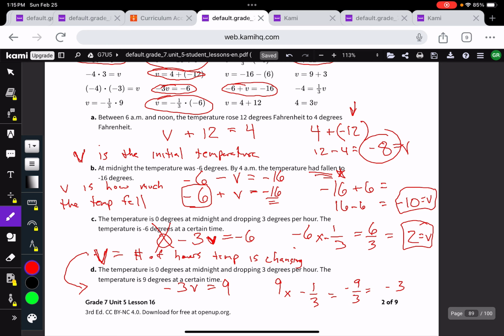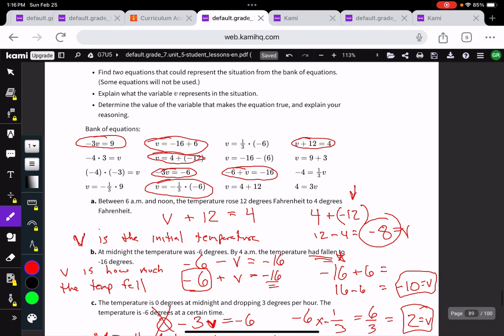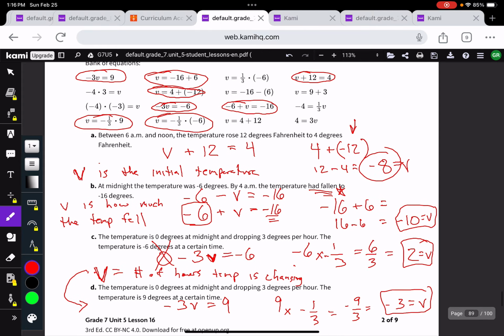The temperature is 0 degrees and is dropping 3 degrees per hour. The temperature is 9 degrees at a certain time. Let's see if we can make sense of what V means. But first off, let's find 9 times a negative third, or negative third times 9. There it is. So we've got that equation.